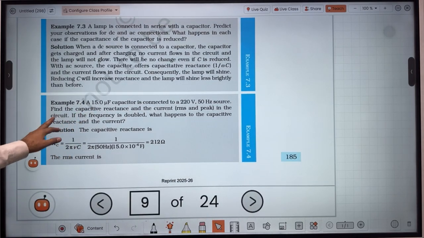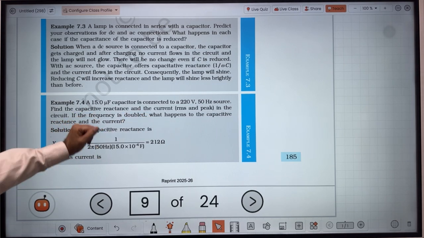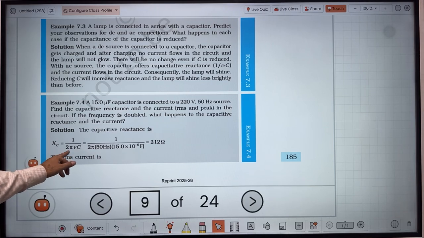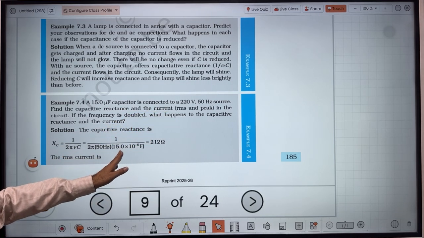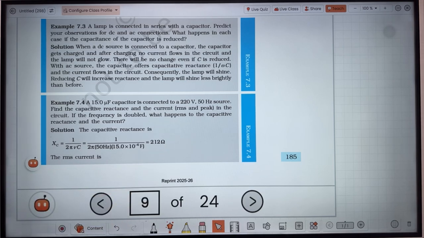This numerical says a 15 microfarad capacitor is connected to a 220 volt, 50 hertz source. Voltage is given, capacitance is given, frequency is given. Find the capacitive reactance. So you know capacitive reactance is 1 upon omega C. Omega is 2 pi f, where f is frequency, here denoted as nu. 2 pi at 50 hertz, and the capacitance is given. So it comes out to be 212 ohm.